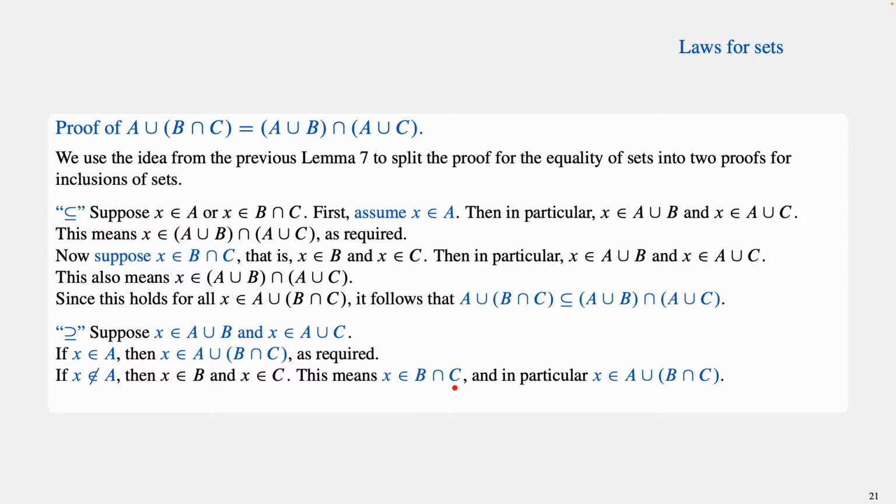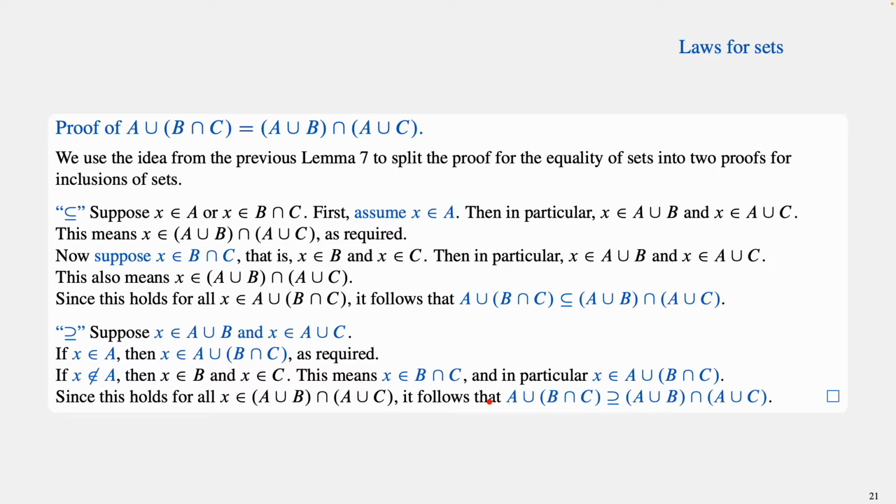But this is just another way of saying x is an element of the intersection of B and C. And in particular, x is then an element of the intersection of B and C union with A. And again, this holds for all elements x from the set on the right hand side here. So it follows that (A union B) intersection (A union C) is a subset of A union (B intersection C). And what we've done now is we've shown the two inclusions, and with lemma 7 it follows that the two sets here have to be identical. So we've proven this set equality.